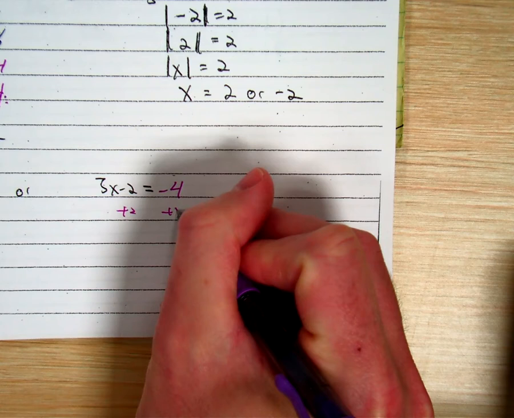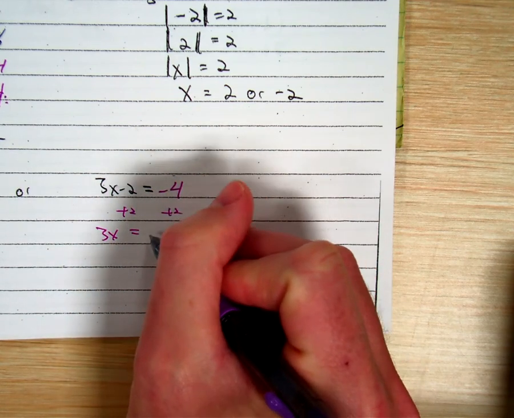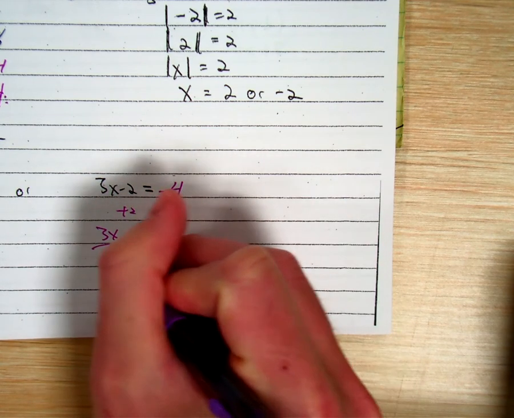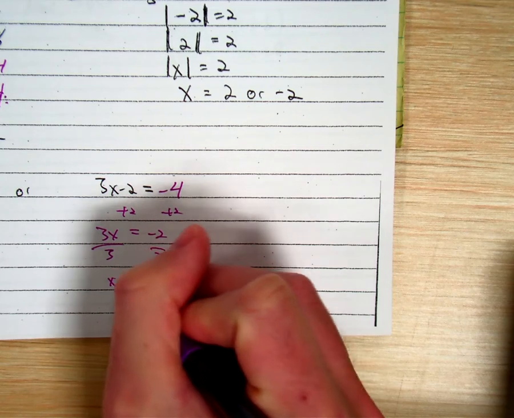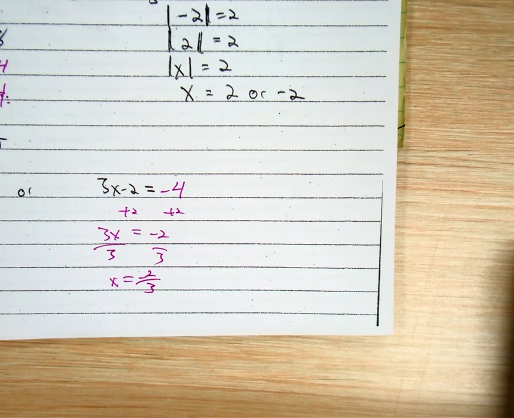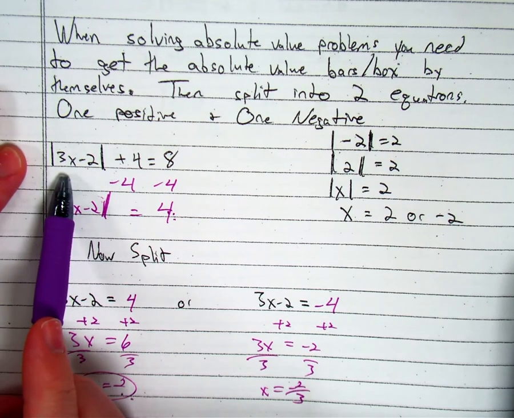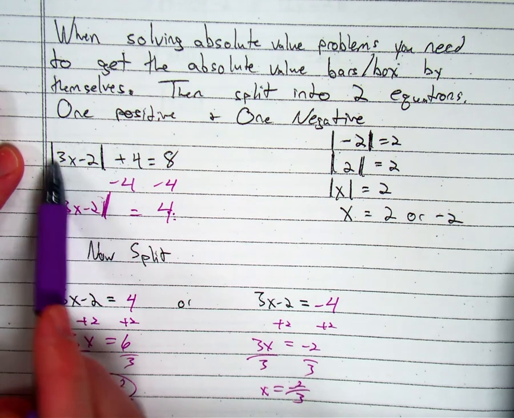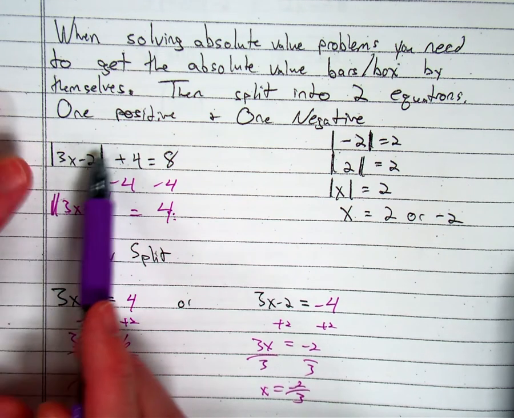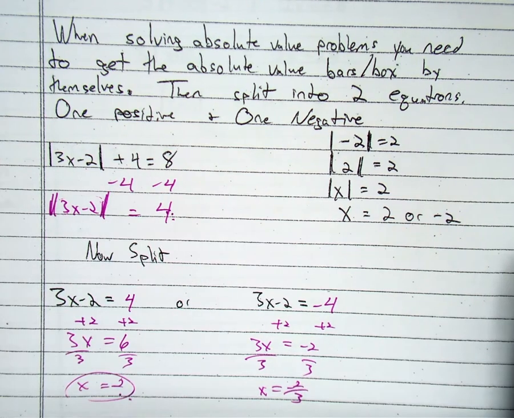Add the 2. 3x equals negative 2, divided by 3. x equals negative 2/3. A little bit yuckier. So 3 times negative 2/3 is going to be negative 2. Minus 2 is going to be negative 4 inside of here. Absolute value makes it back to positive 4, plus 4 is 8.